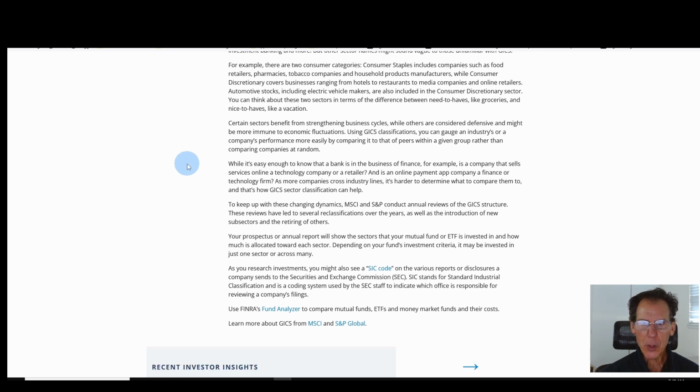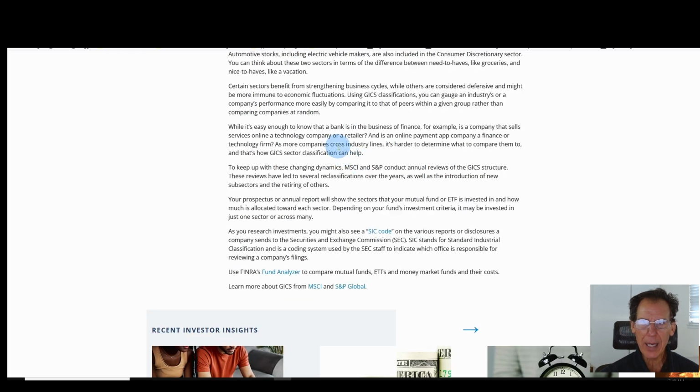Certain sectors benefit from strengthening business cycles, while others are considered defensive and might be immune to economic fluctuation. Using GICS classifications, you can gauge an industry or a company's performance more easily by comparing it to that of its peers within a given group, rather than comparing companies at random. While it's easy enough to know that a bank is in the business of finance, for example, is a company that sells services online a technology company or a retailer? And is an online payment app company a finance or technology firm? As more companies cross industry lines, it's hard to determine what to compare them to, and that's how GICS sector classifications can help. To keep up with these changing dynamics, MSCI and S&P conduct annual reviews of the GICS structure. These reviews have led to several reclassifications over the years, as well as the introduction of new subsectors.